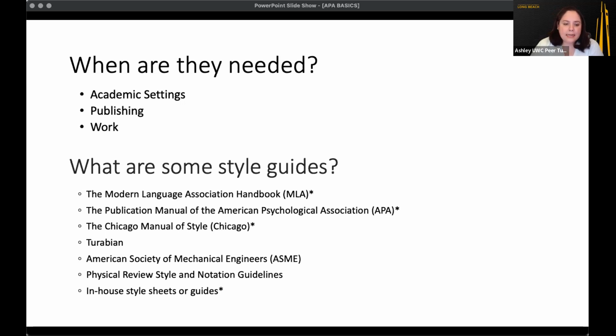What are some style guides? Most commonly used in English classes is MLA. This is the APA workshop, so APA is very common. Chicago for history and whatnot. And also there are variations of APA depending on your professor, of how they prefer you to conduct your research and how they want you to present your paper.